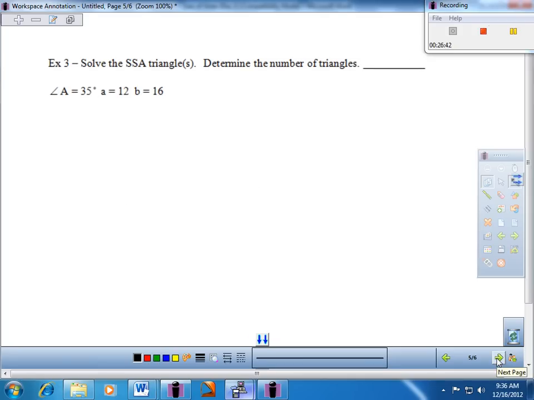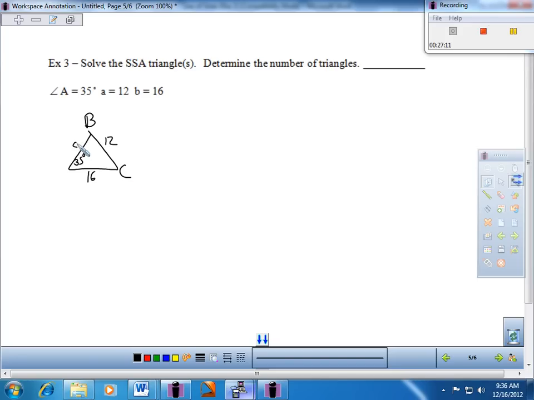So I told you there was going to be one of each. So you kind of know, obviously, what's going on here. I'm just trying to give you a situation where we would see one triangle, where we would see no triangles at all from SSA, and here, of course, it's going to be the 2. But let's see why. So again, just trying to draw a rudimentary triangle. There's 35 degrees. There's the 12 across. And looks like I've been doing a 16 down here. And let's get big B, big C, and little c.